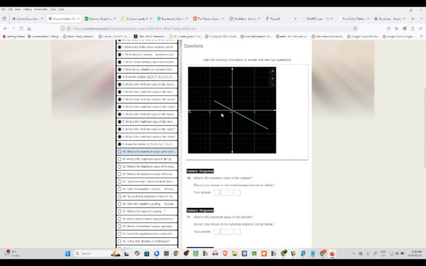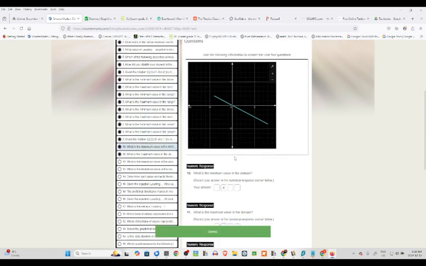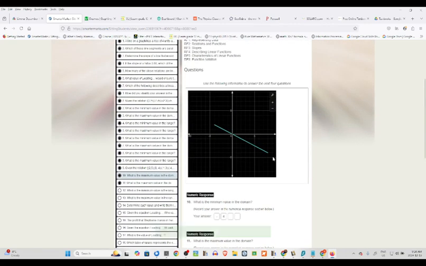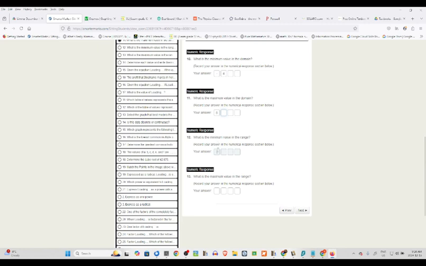Here, again, minimum value in the domain is a -4. The maximum value in the domain, the highest x value allowed, is a +8. Then we have minimum and maximum for the range. The lowest range value is here. That's a -4, and the highest is a +2. That's a typo. It should be a 2.